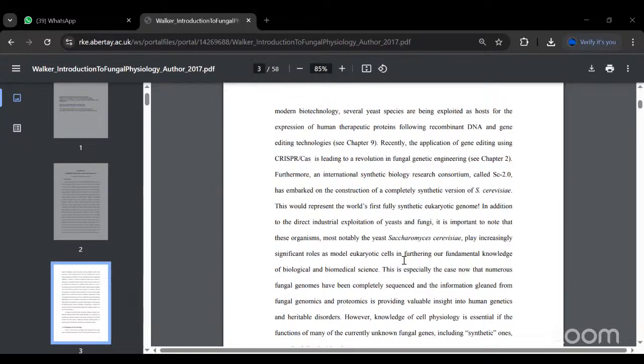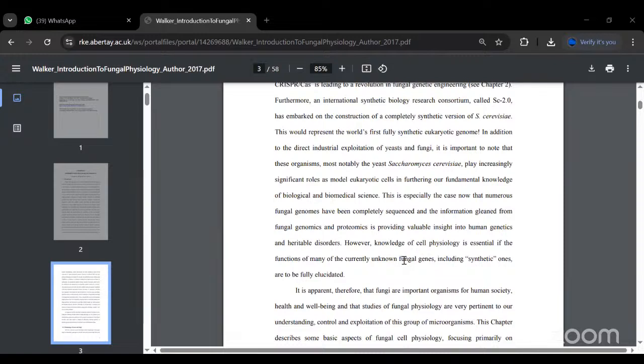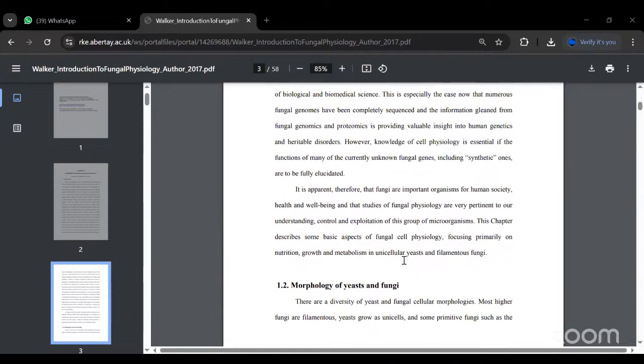Knowledge of the cell is growing, though many currently known fungal genes are not yet fully elucidated. It is apparent that fungi are important organisms for human society, health and well-being, and studies of fungal physiology are very pertinent to our understanding, control, and exploitation of this group of microorganisms. This chapter describes some basic aspects of fungal cell physiology, focusing primarily on nutrition, growth, and metabolism of unicellular yeast and filamentous fungi.